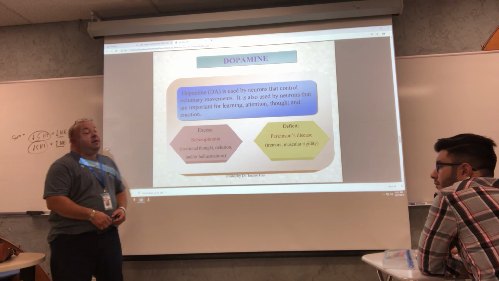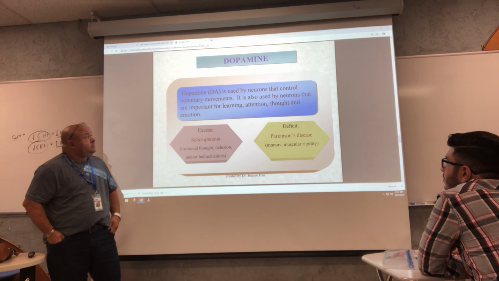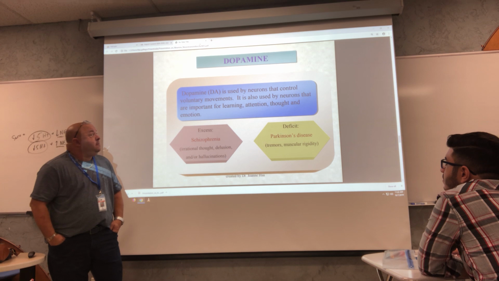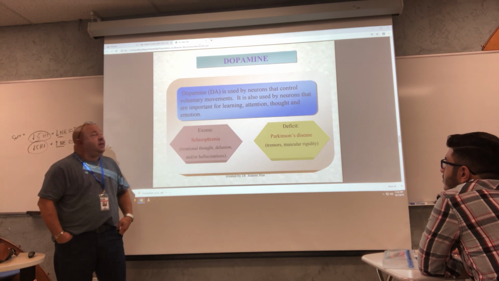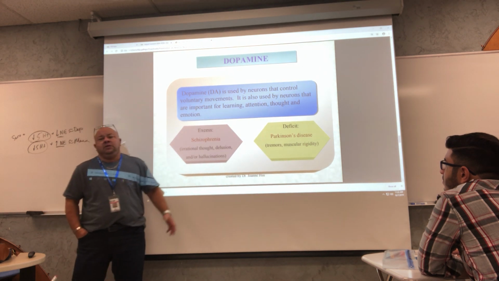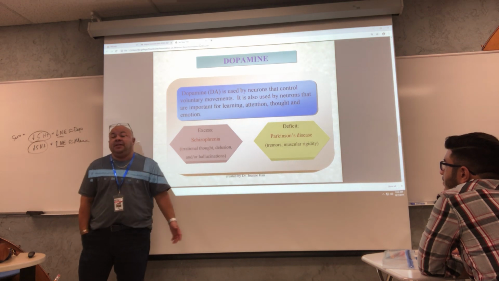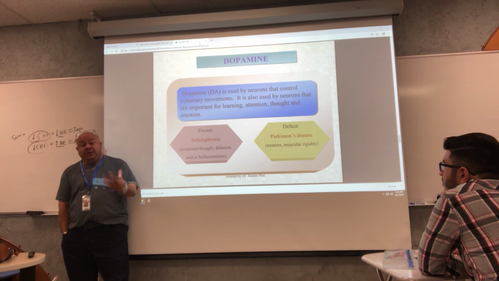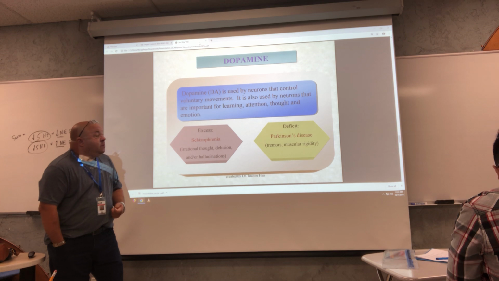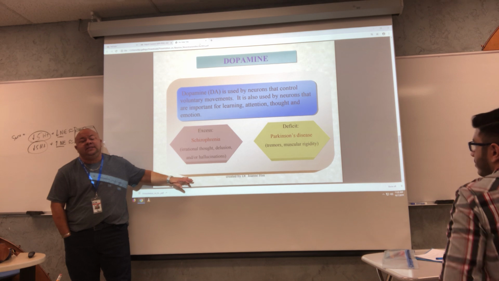Okay, so the next thing we're going to talk about is an excitatory neurotransmitter called dopamine. And dopamine is used to control voluntary movement. It's also important to learning, attention, and thought and emotion. What's missing on this slide is the importance of dopamine in the experience of pleasure. So what happens is that our ability to experience pleasure, really pleasurable things, comes from our having enough dopamine. And we see a deficit of dopamine in Parkinson's and an excess in schizophrenia.